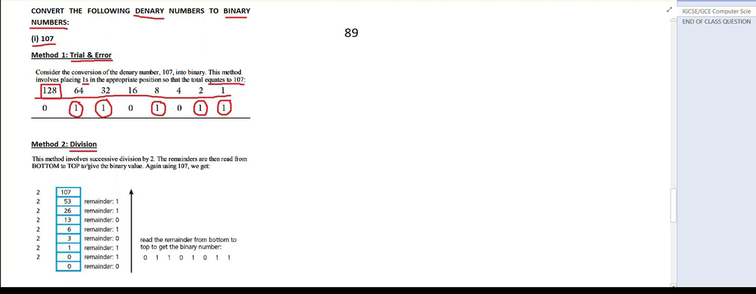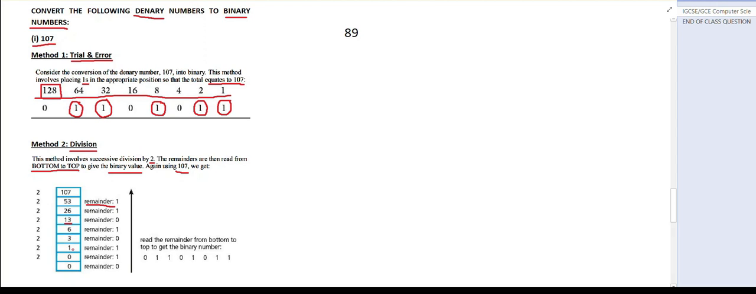This method involves successive division by 2. Why do we use 2 again? Because binary is 2. The binary system uses 2. The remainders are then read from bottom to top. This is important. Bottom to top to give the binary value. Now, when we are using 107, we get 107 divided by 2, we get 53 with remainder 1. When we divide 53 by 2, we get 26, remainder 1. When we divide 26 by 2, we get remainder 0, and the quotient is 13.